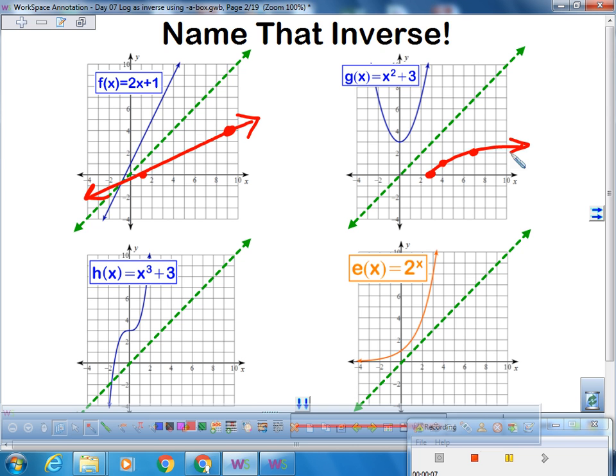Then we have a cubic function. What's the inverse of a cubic? A cube root, right? So if this one's up 1, 2, 3, I'm going to go out 1, 2, 3. What are my magic numbers for a cube root? (1, 1) and (8, 2). Good. 1, 2, 3, 4, 5, 6, 7, 8, up 2. Goes down.